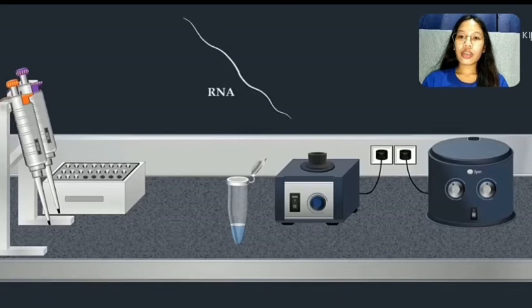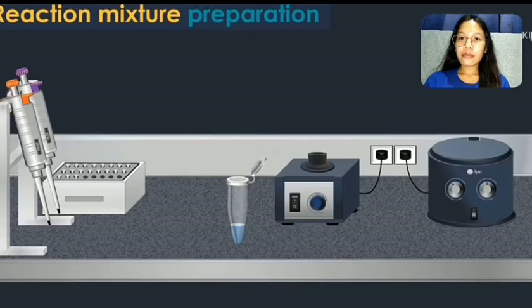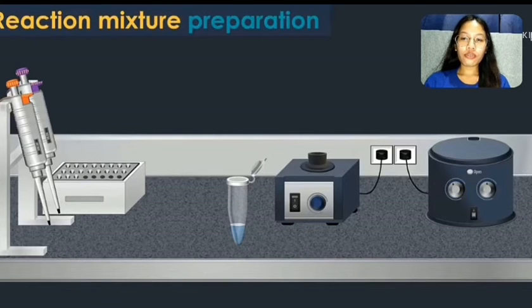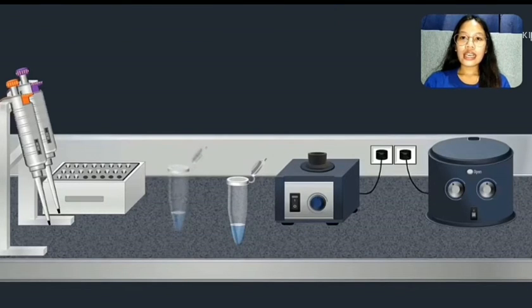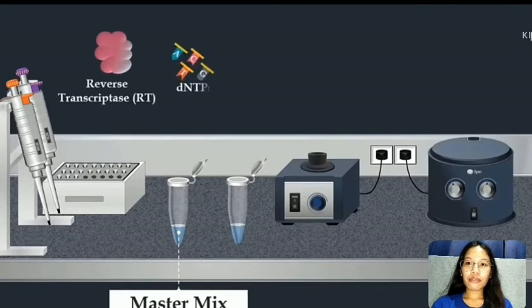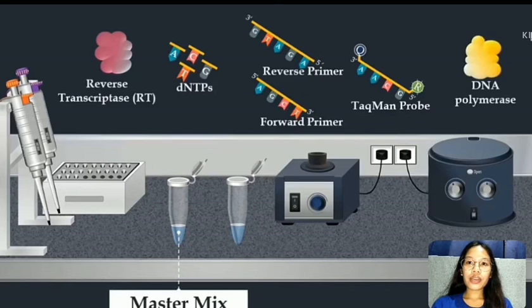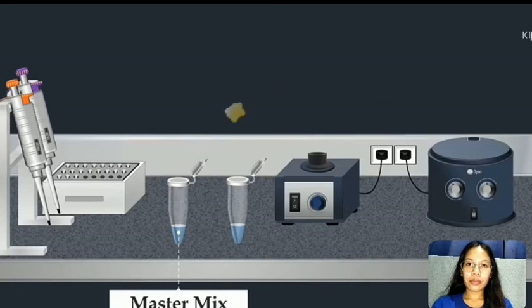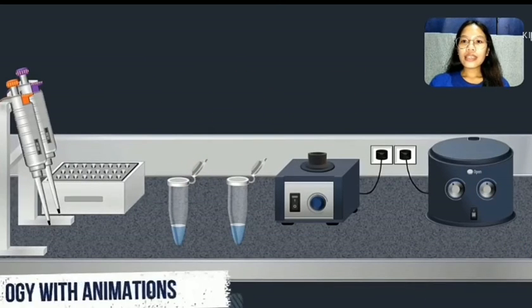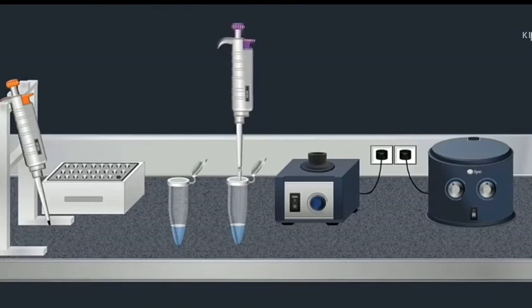After the extraction of the viral RNA, the next step is the preparation of the reaction mixture for the PCR amplification. In this step, a master mix is used, which is a premixed concentrated solution that consists of buffer, reverse transcriptase enzyme, nucleotides, forward primer, reverse primer, TaqMan probe, and DNA polymerase. Finally, to complete this reaction mixture, the RNA template is added.